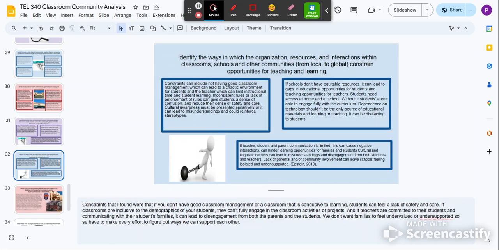Constraints that I found were that if you don't have good classroom management or a classroom that is conducive to learning, students can feel a lack of safety and care. If classrooms aren't inclusive to the demographics of your students, they can't fully engage in the classroom activities or projects. And if teachers aren't committed to their students and communicating with their students' families, it can lead to disengagement from both the parents and the students. We don't want families to feel undervalued or undersupported, so we have to make every effort to figure out ways we can support each other.